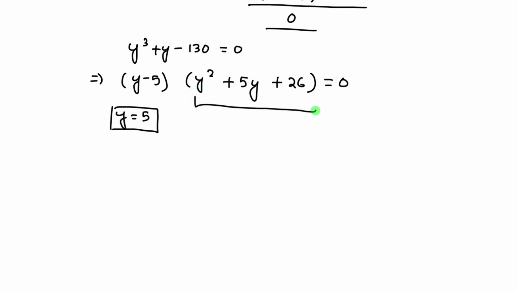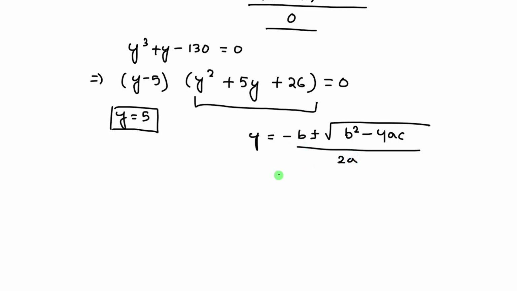Here we have a quadratic equation. In order to find the value of y, we need to use the quadratic formula, that is y equals minus b plus or minus root under b squared minus 4ac divided by 2a. Here a is 1, b equals 5 and c equals 26. These are the coefficients of the above quadratic equation. Here b squared minus 4ac is the discriminant of this quadratic formula, represented as d, which equals b squared minus 4ac.